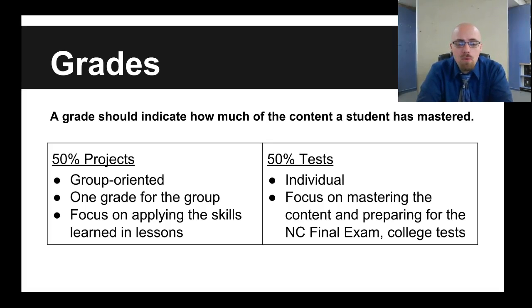So to get to this point, the grade in this class is broken down into two components. Half of the grade is going to be composed of projects. And these projects are really going to be the big focus of the class. Really, the emphasis of everything that we do in class is going to center around these projects. There'll be one project per unit, and the class is broken down into, I believe, 6 units. Okay? So these projects are going to be group-oriented. They're going to require a lot of teamwork and collaboration. There's going to be one grade for the group, and there's going to be a heavy focus on applying the skills learned in the lessons.